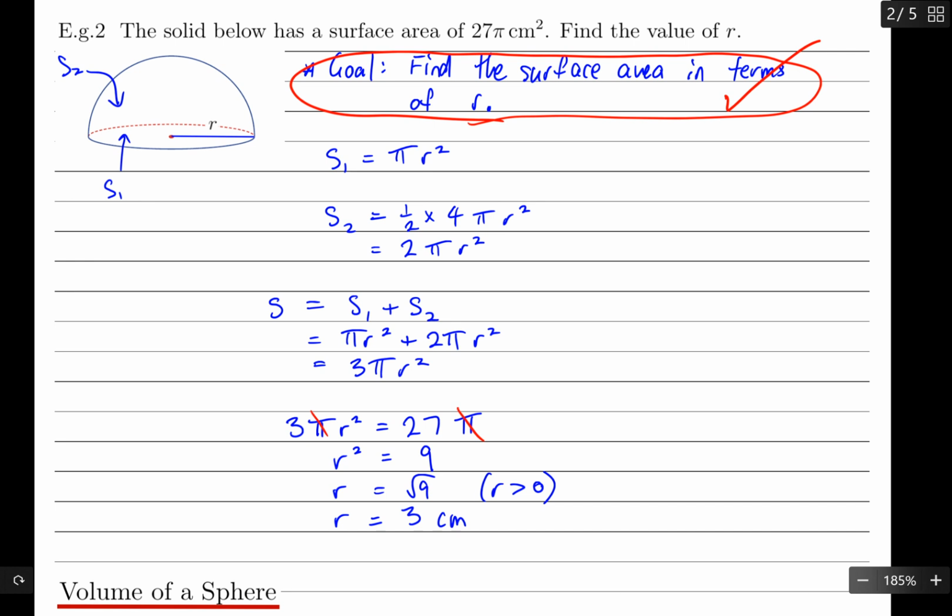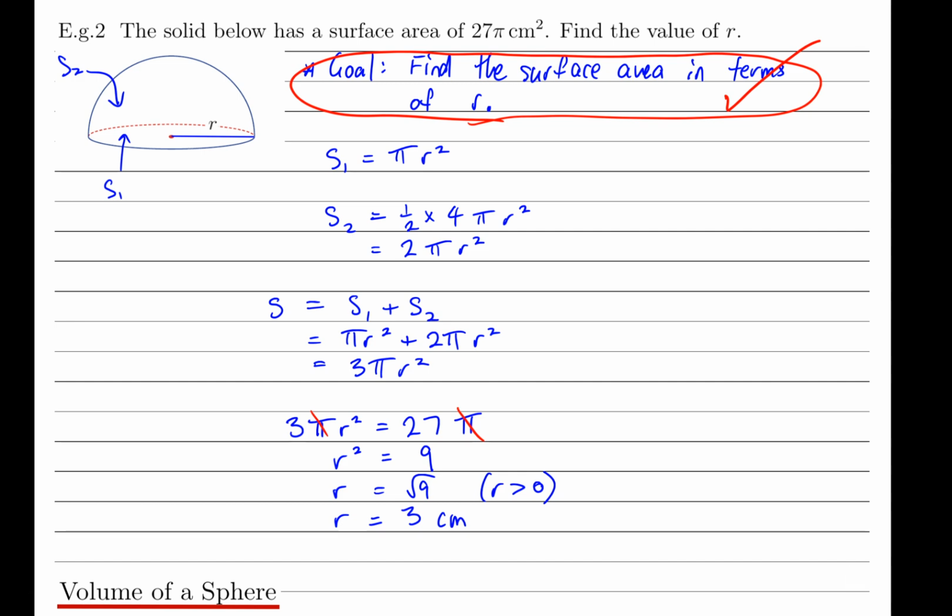So again, in problems like this, you want to find the surface area or volume or whatever it is in terms of the pronumeral you're given, and then you've got to do something like this where you're forming an equation and then solve that equation to figure out r, or whatever it happens to be that you're looking for.